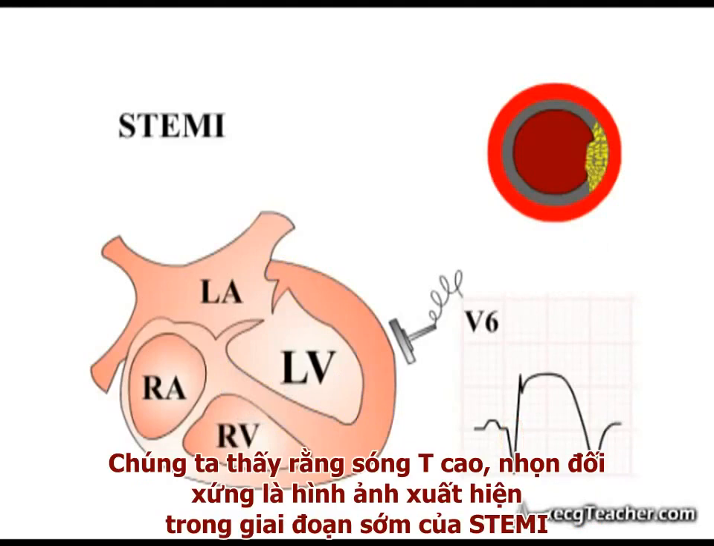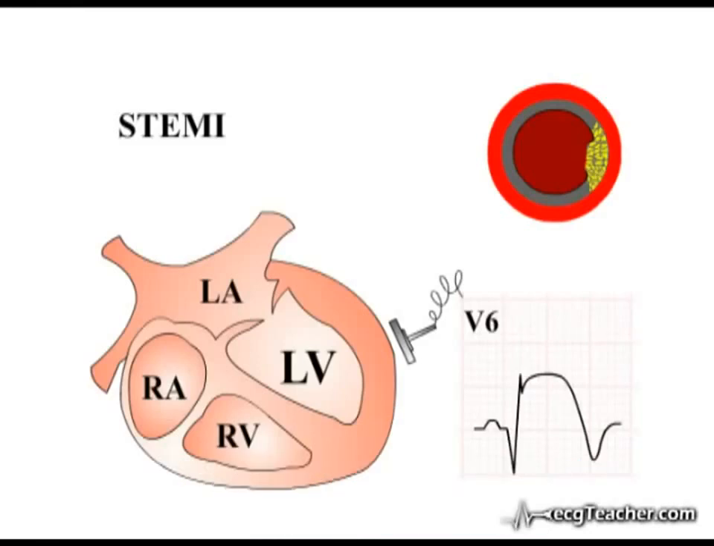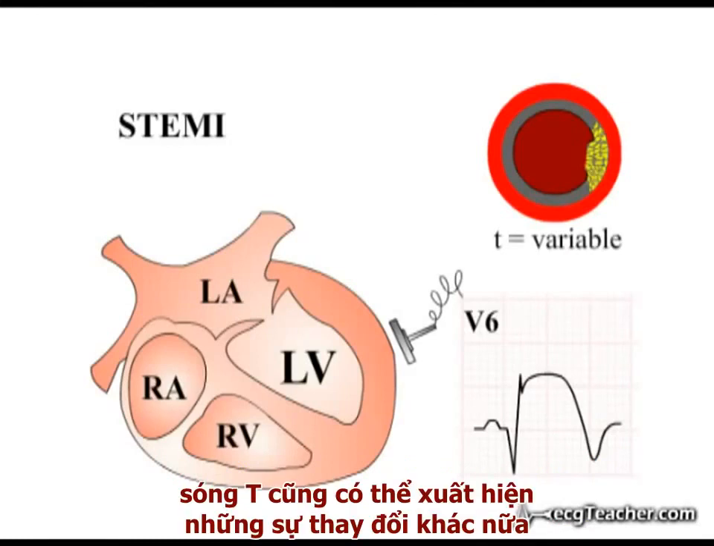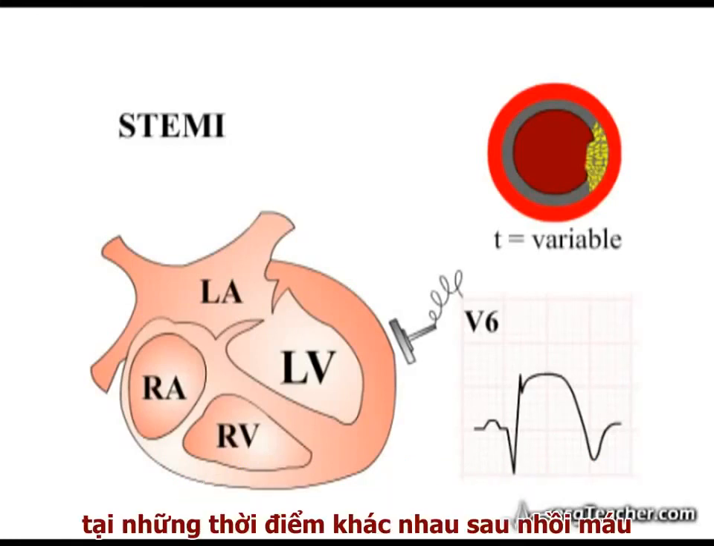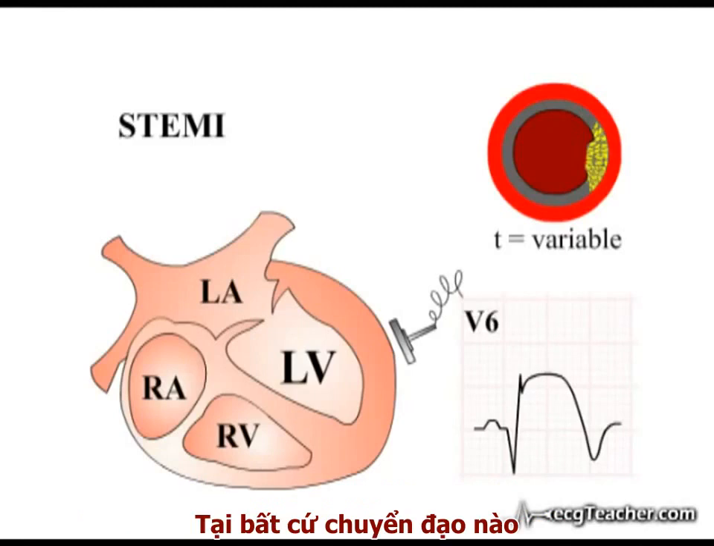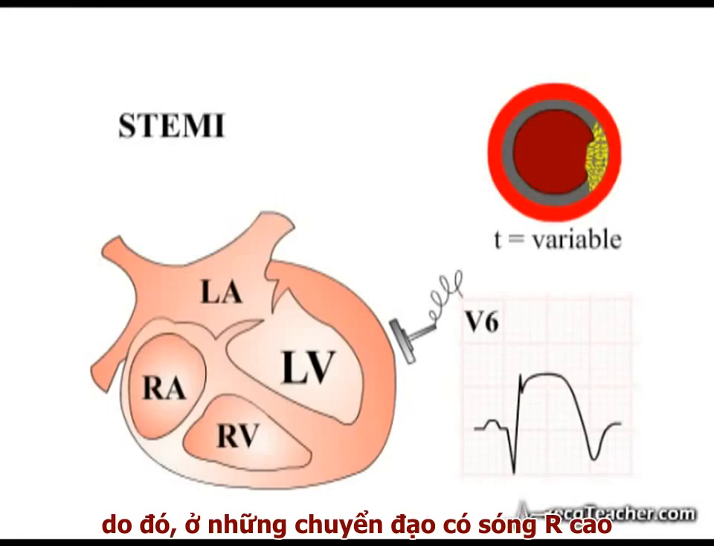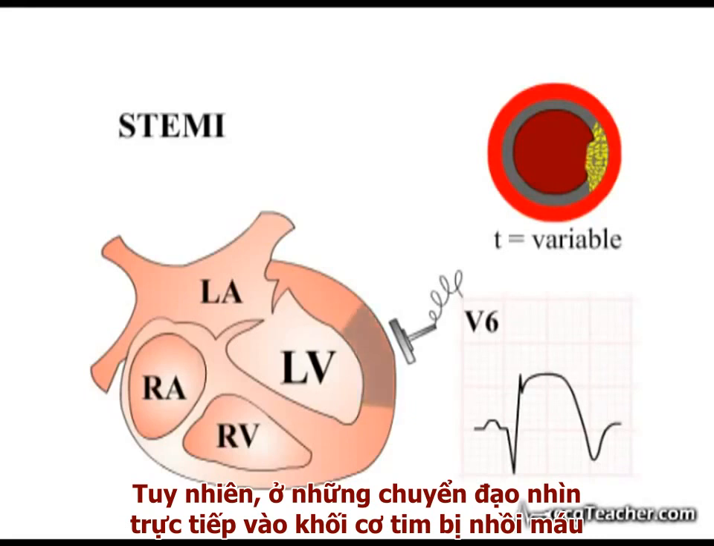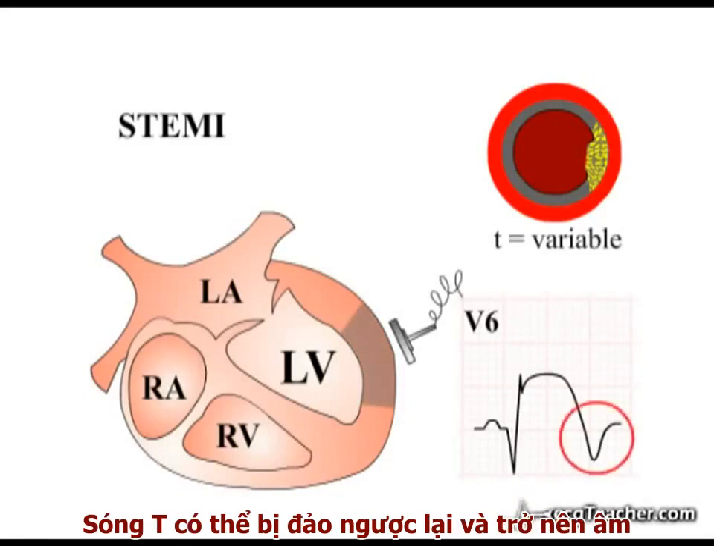We've seen that tall symmetrical peaked T waves are an early ECG finding in STEMI. As shown here, as the process of infarction evolves, the T waves may demonstrate a further abnormality, developing at a variable time point after occlusion. In a given ECG lead, T waves are generally concordant with the QRS complex, so that in a lead with a dominant R wave, such as V6, the T waves are normally upright. However, in a lead looking directly at an acute MI, the T waves may flip and become inverted.